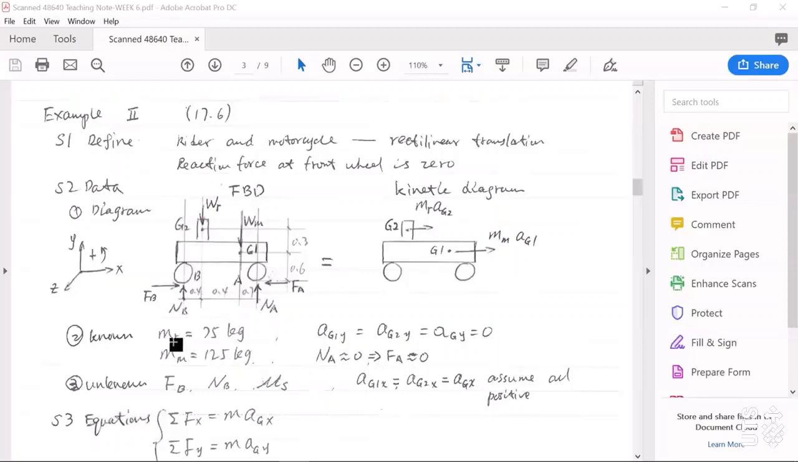Okay, now we can list all the already known parameters: mr, mm, and we already know Na and Fa, these two should be 0. For aG1 and aG2, because there is no relative motion between the rider and the motorcycle, aG1 and aG2 should be equal. And actually, aG1y and aG2y should be 0.